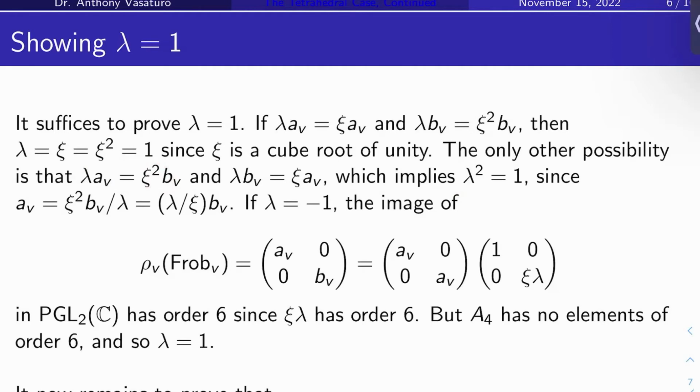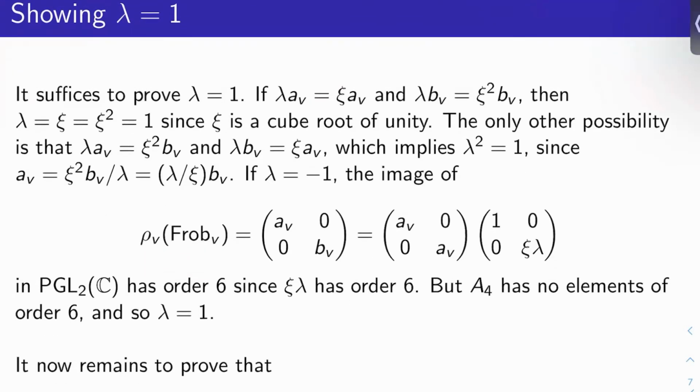But it can't be minus 1 because the image of rho sub b of Frobenius at V, we already know is the diagonal matrix with entries A sub b, B sub b. But by what we're assuming here, that's just equal to the matrix with diagonal entries A sub b times the diagonal matrix with entries 1, C lambda in PGL2 of C. But the thing is, C lambda has order 6 as a complex number. So this guy has order 6 as a matrix.